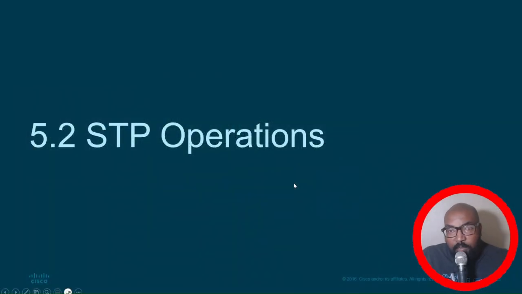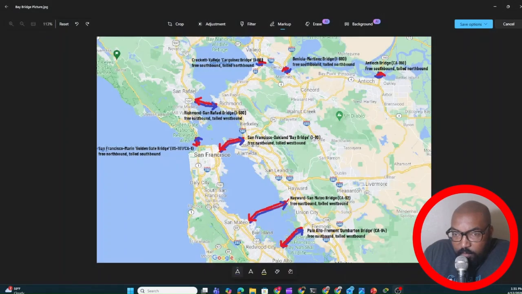All right, STP Operations. Before we get into STP Operations, I want to show you this picture of the wonderful San Francisco Bay Area. Shout out to San Jose. You can't see it in this picture because it's south of here. That's where I went to college, San Jose State. Go Spartans, San Jose. Love San Jose, 408. Let's go.